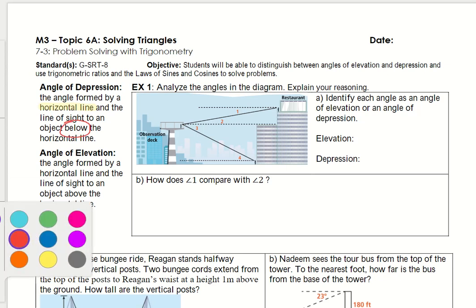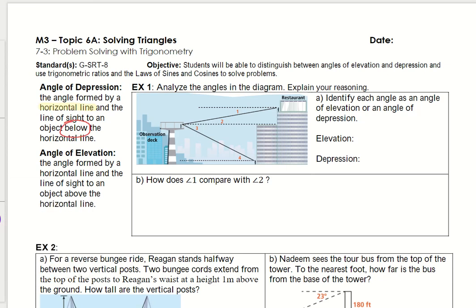If I'm looking at the diagram, they have these horizontal lines drawn. That's like if this person standing at the top of this building was looking straight, that horizontal line would represent that. Same thing with the person on the ground. The angle of depression is when they're looking downward. So the angle below the first horizontal would be an angle of depression. So angle 1 is an angle of depression.